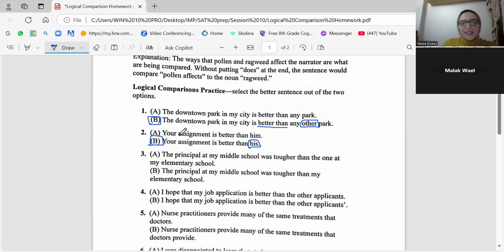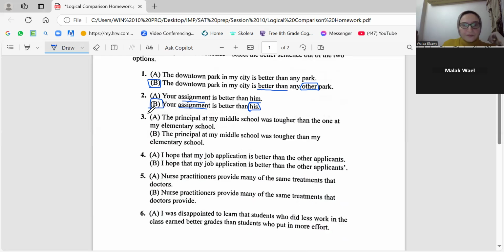So here, now you're comparing the assignment to someone. So this is what we call faulty comparisons. Why is it a faulty comparison? Because you compare something to someone, which is not logical. But here it's logical to compare the assignment to someone else's assignment. So you compare an assignment to an assignment, not to a person. So here, your assignment is better than his, not him. And here we intend to use his assignment.